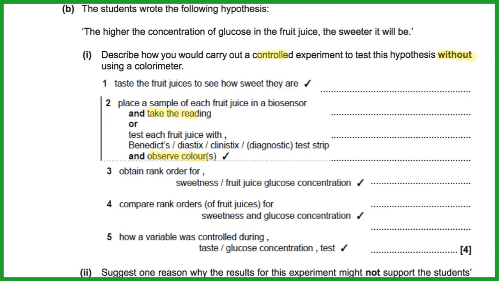And then you might get a rank order for sweetness and for fruit juice for glucose concentration, and then you might compare the rank orders: if A was the sweetest, did A also have the highest glucose concentration? And then you'd get a mark for saying how you would control any single variable. I mean, maybe temperature, or the tester, or the time of day that the test was done, or what the tester had eaten beforehand. Just anything to say how you would control it.